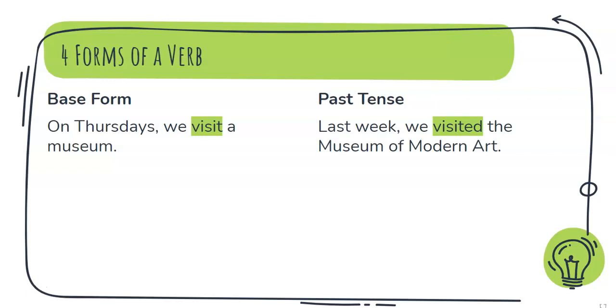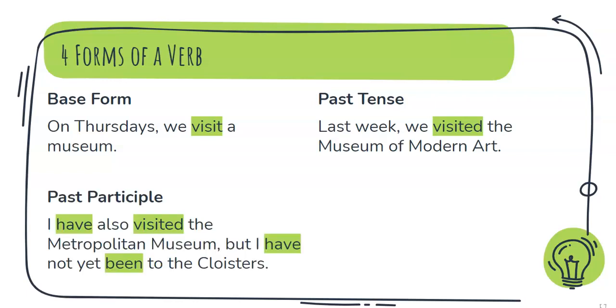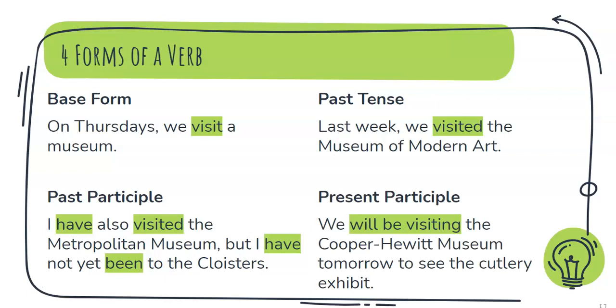The difference between the past tense of the verb and the past participle is that the past participle has the helping verb. I have also visited the Metropolitan Museum, but I have not yet been to the Cloisters. Includes the past participles have visited and have been. For now, just ignore the words in between. We'll talk about those eventually. The present participle consists of the base form plus ing, such as talking or living. In this sentence, will be visiting is the present participle verb.